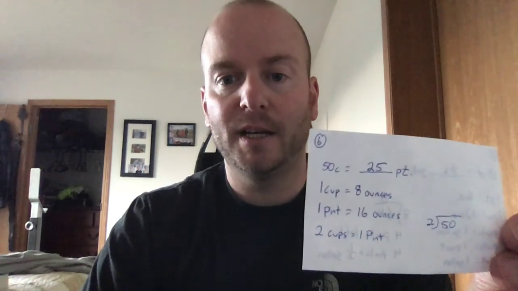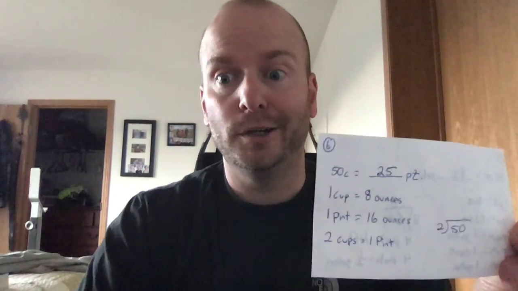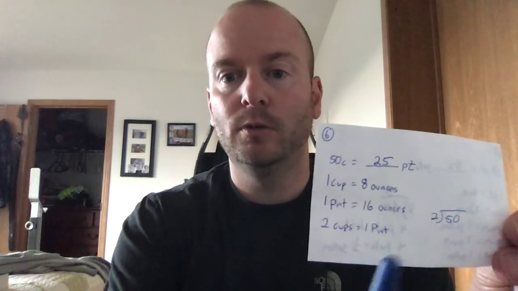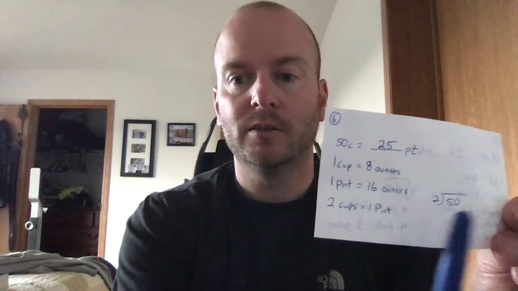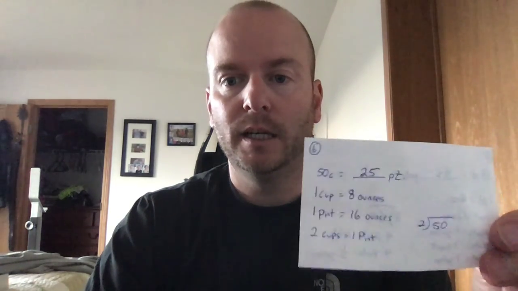So what we're going to do, we're going to take our cups, and we have 50 of them. We're going to cut it in half, so we're simply dividing it by 2. So we take 50, divide it by 2, and we end up with 25 pints. Again, a cup is half the size of a pint. 8 is half of 16. So we take those cups, cut them in half, divide by 2, end up with 25 pints. That's number 6.